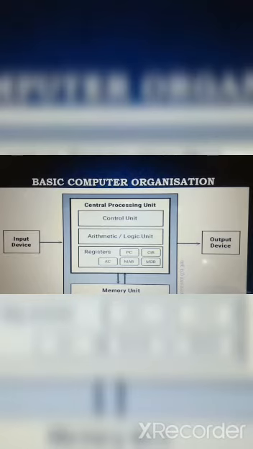Next is the arithmetic logic unit. By the name itself it is understood that all the arithmetic or logical operations that need to be performed inside the CPU are done in this particular component. Hence the arithmetic logic unit contains different arithmetic operations like addition, subtraction, multiplication, division, etc., and a few logical operations also like AND, OR, and many more.